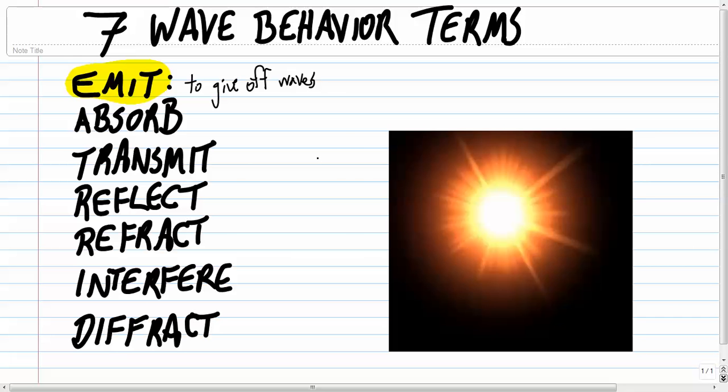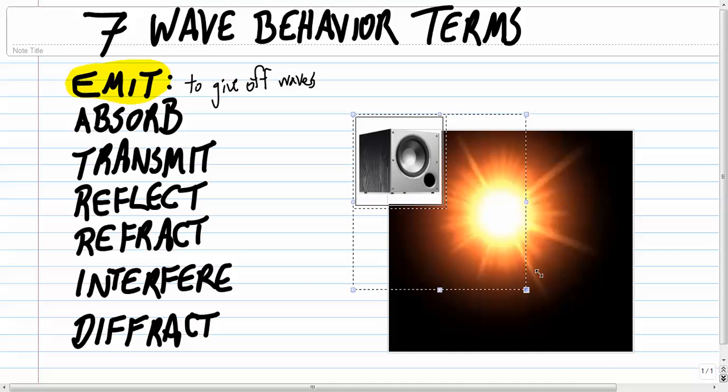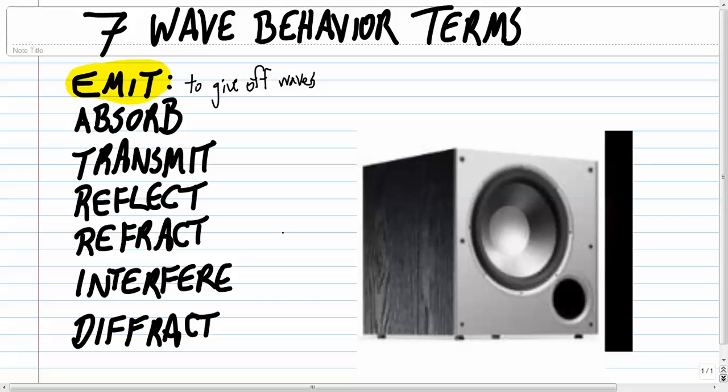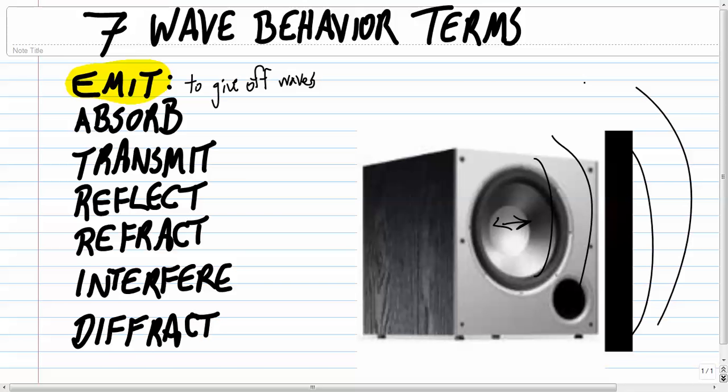Just because you can hear my voice right now, that means that a speaker is emitting waves. They're not electromagnetic. The sound waves aren't electromagnetic, but they're mechanical waves or compressional waves. As this thing pulses in and out, it makes these compressional waves. So a speaker is also a wave emitter. So I think that's good enough for emit.